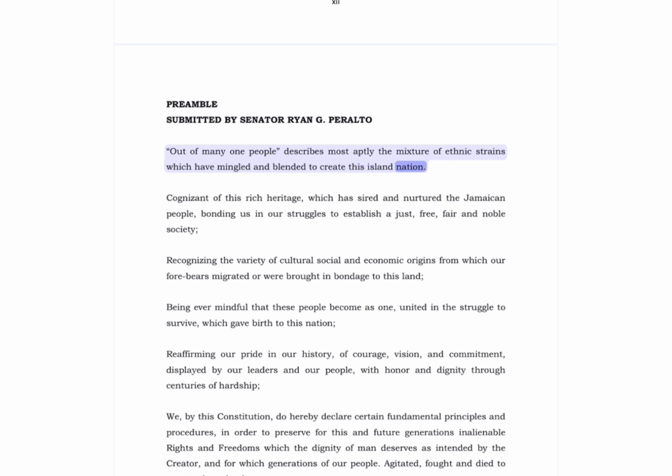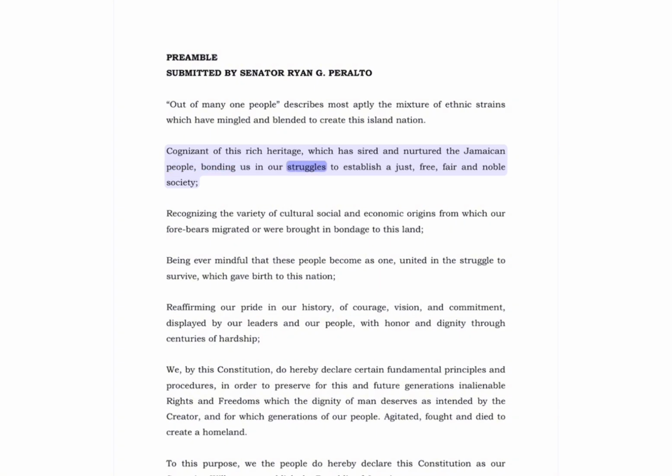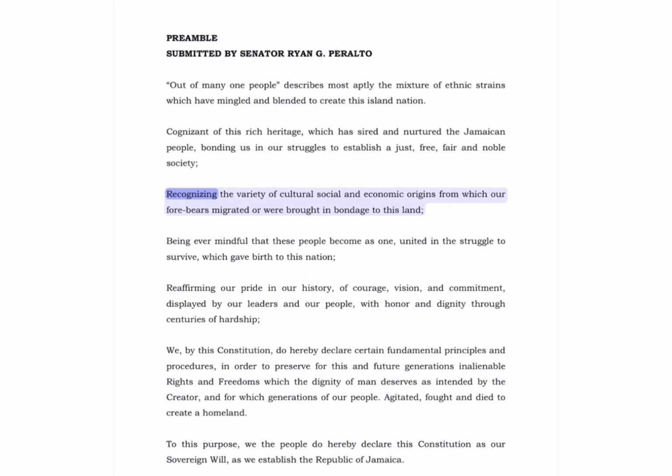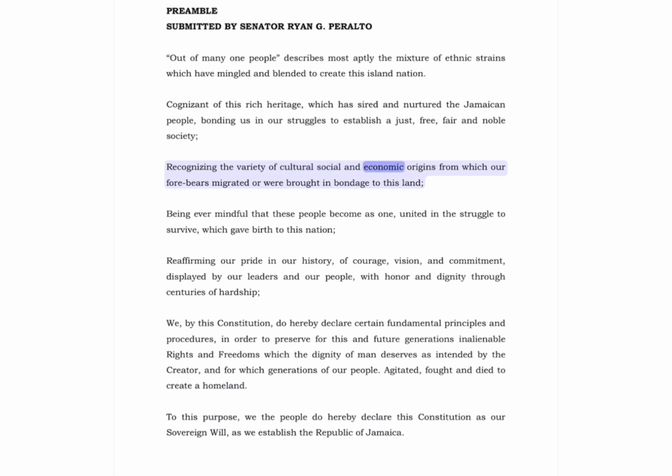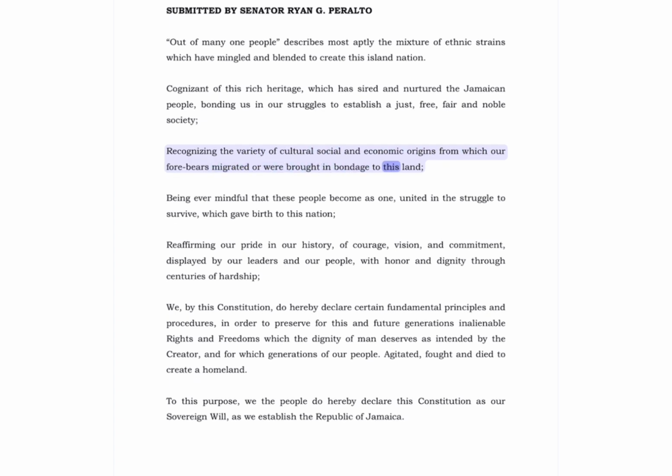Cognizant of this rich heritage, which has sired and nurtured the Jamaican people, bonding us in our struggles to establish a just, free, fair, and noble society. Recognizing the variety of cultural, social, and economic origins from which our forebears migrated or were brought in bondage to this land.